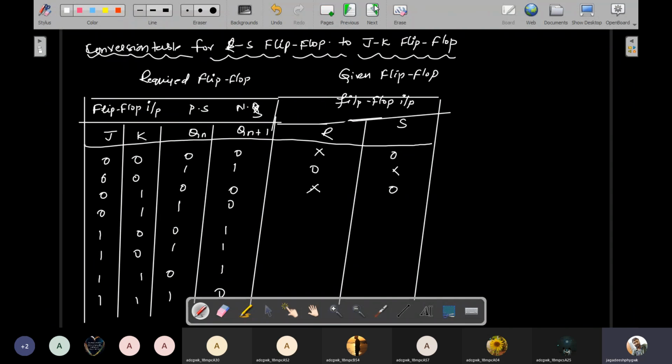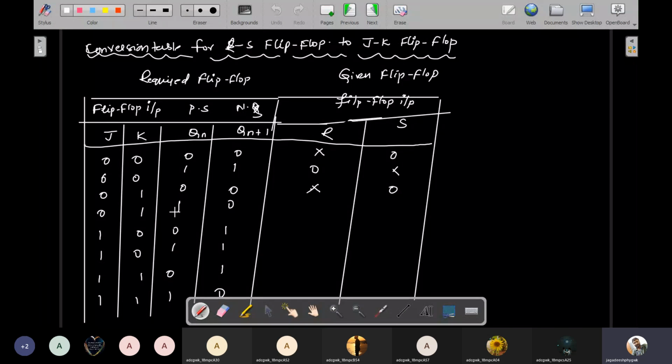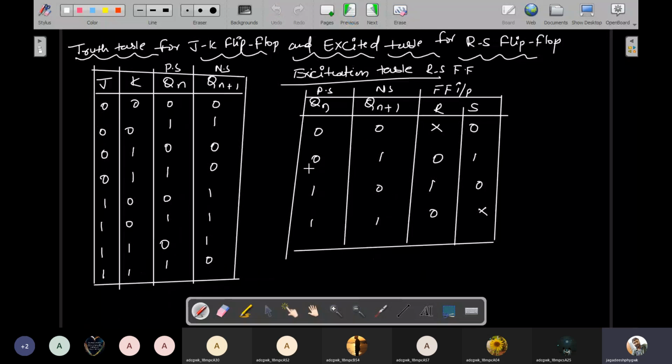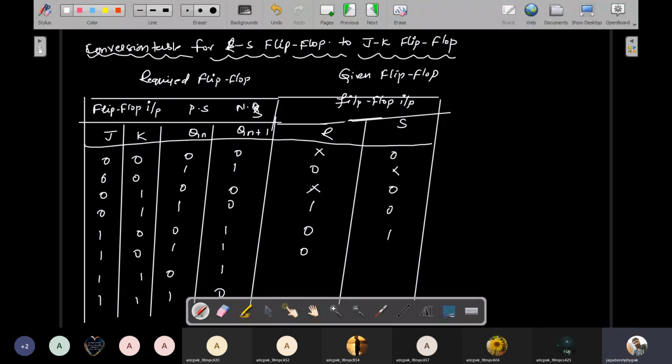Okay, and 1 0. So what about the 1 0 condition? The 1 0 condition is 1 0 only. And what is the 0 1 condition? 0 1 means 0 1 only. Okay, and 1 1 is 0 don't care condition. The 0 1 combination is nothing but 0 1 only. 1 0 is nothing but 1 0 only. So these are the conversion table values.